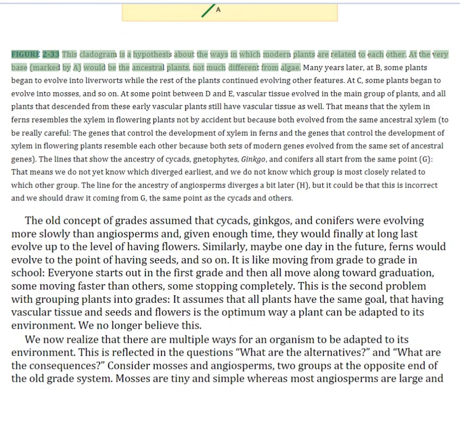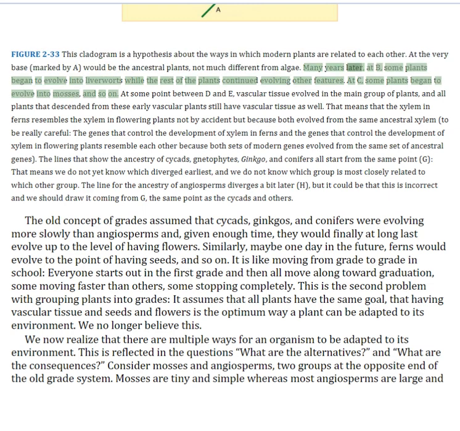Figure 2:33. This cladogram is a hypothesis about the ways in which modern plants are related to each other. At the very base would be the ancestral plants, not much different from algae. Many years later, at B, some plants began to evolve into liverworts while the rest of the plants continued evolving other features. At C, some plants began to evolve into mosses, and so on.